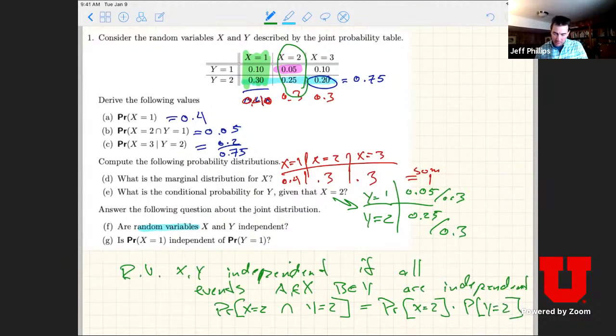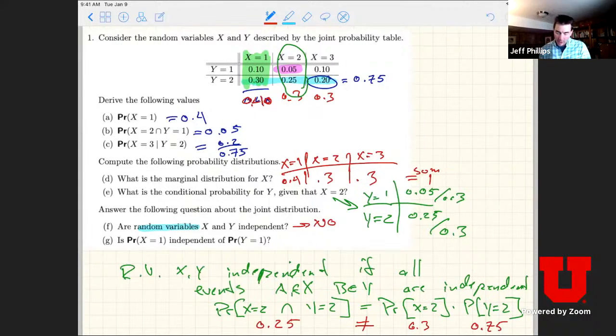So I picked these because I calculated them. The probability y is equal to 2 is going to be 0.75. The probability x is equal to 2 is going to be 0.3, and the probability they're both true is 0.25. Okay, these are not equal to each other. So if I can find any event where they're not equal to each other, then the answer here is no. For these events, x equals 2 and y equals 2, these events are not independent from each other.